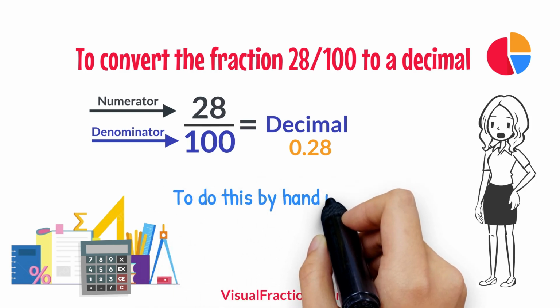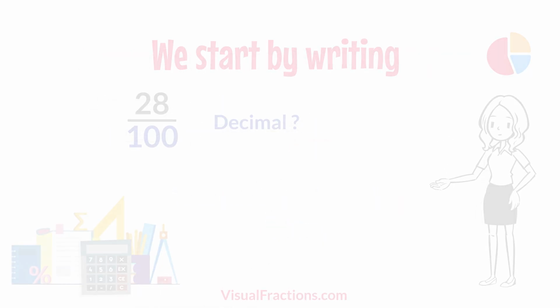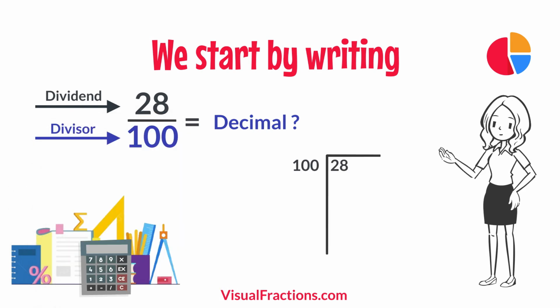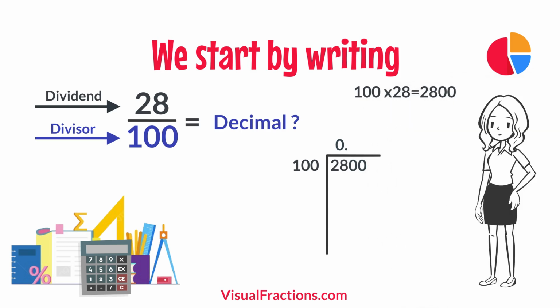To do this by hand using long division, we start by writing 28 as the dividend and 100 as the divisor. Since 100 doesn't fit into 28, we add a decimal point in our answer and append 2 zeros to 28, making it 2,800. How many times does 100 go into 2,800? Exactly 28 times. We write 28 after the decimal point in the quotient, making it 0.28.